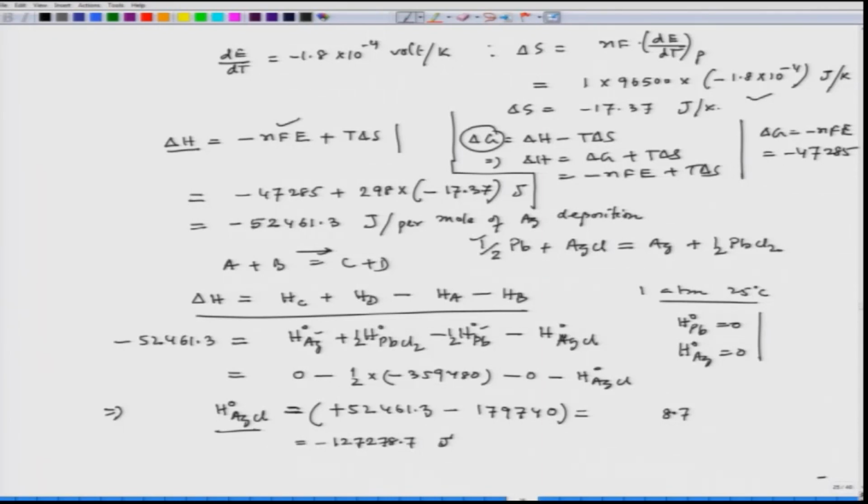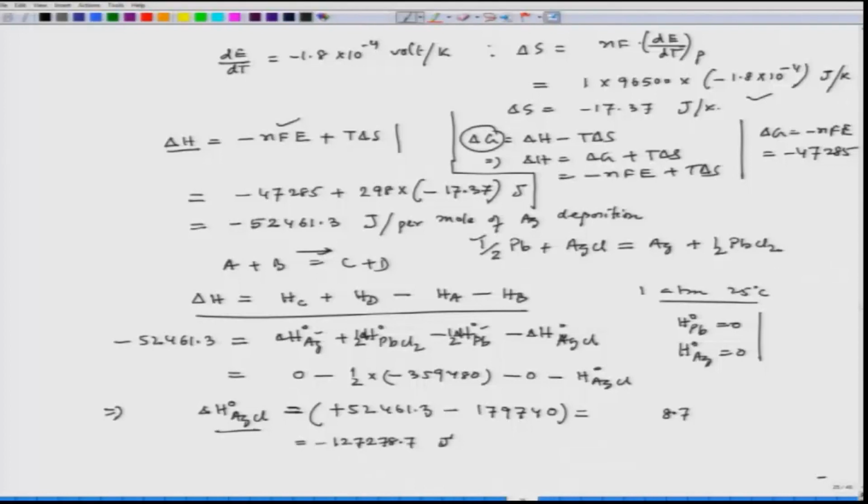Here we can see that we have not put the delta sign. We can also put delta, because absolute enthalpy we cannot calculate; we have to calculate a relative enthalpy, which is the difference. So, actually this is nothing but delta H0 of AgCl, the formation enthalpy of AgCl.